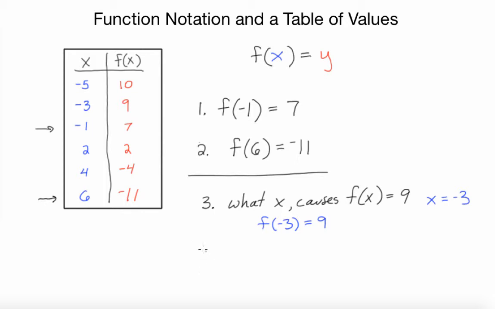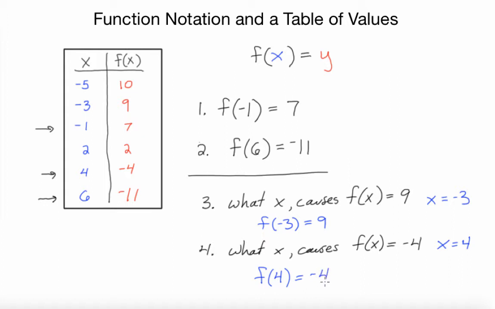Let's do one more. What x value causes f of x to have an output of -4? All right, let's find -4 under our output values, f of x, right there. So it looks like I input 4 to get an output of -4. So when x is 4, I get an output of -4. So f of 4 causes an output of -4.